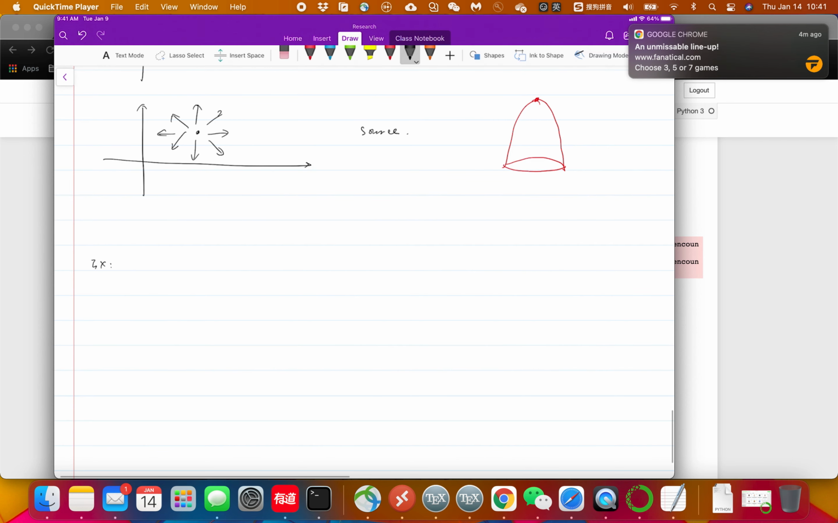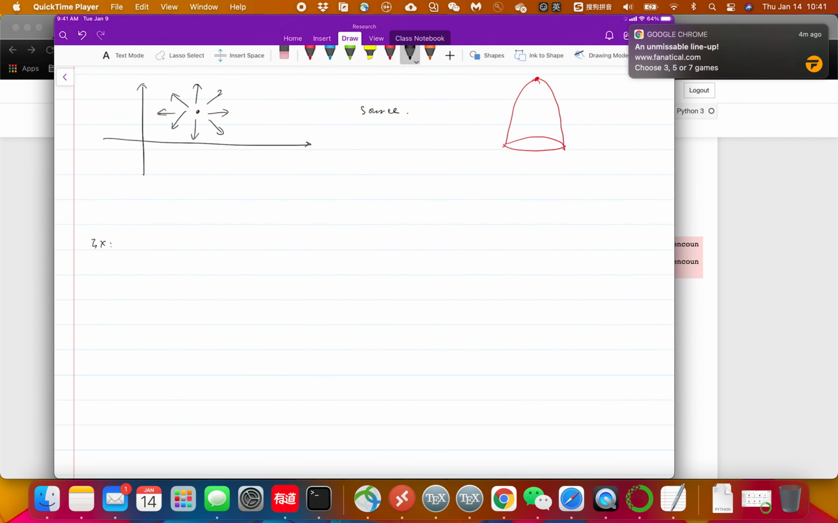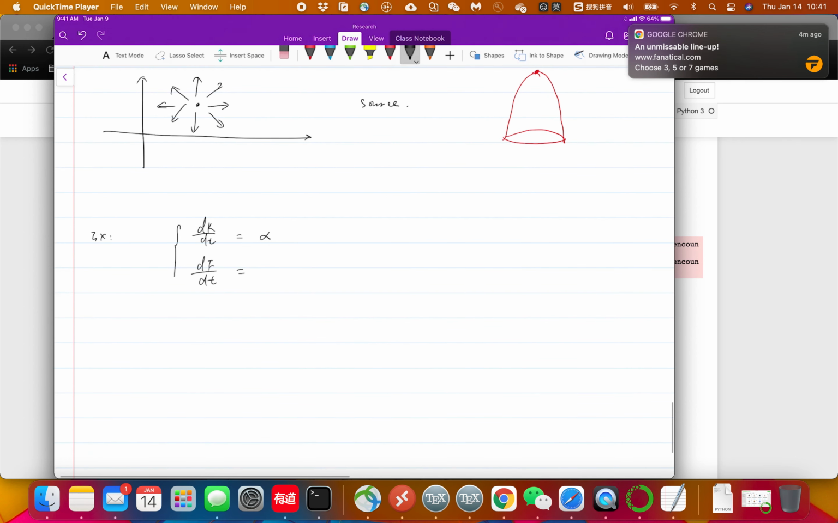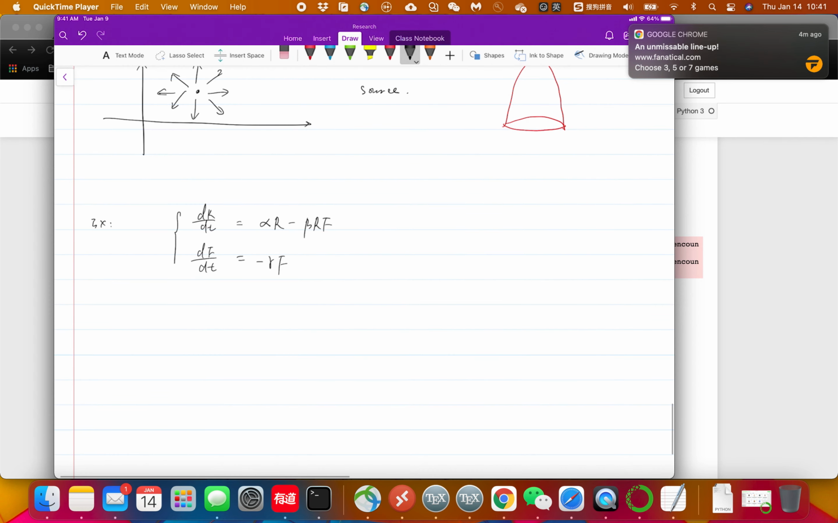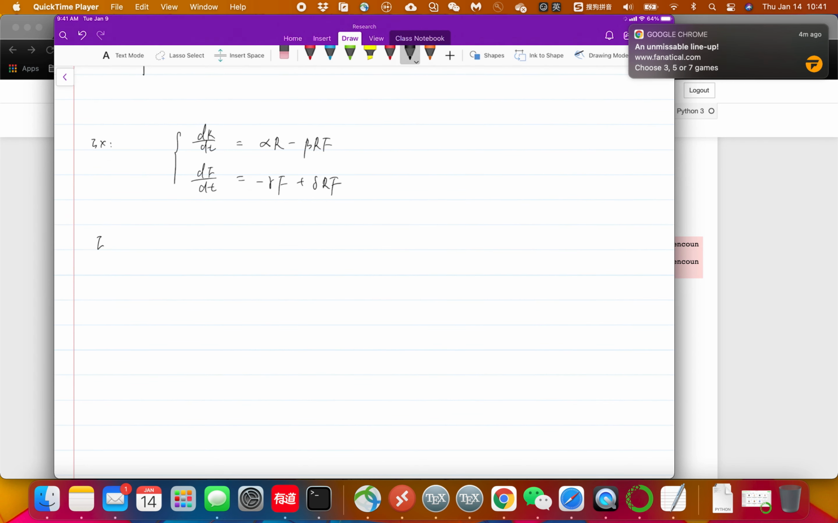So let's try to see a very straightforward example, the first example. Okay, now let's do the general case. Predator and prey. Now can you find the equilibriums?